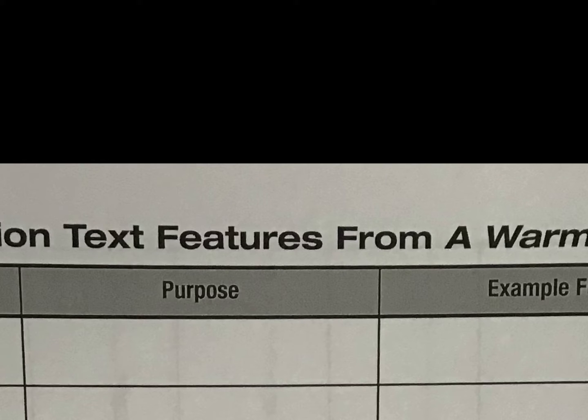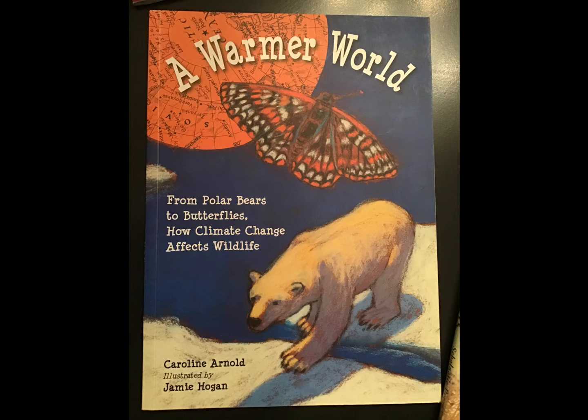Today we're going to keep track of text features in a text using this Nonfiction Text Features from a Warmer World organizer. We'll start our work today by reading from this nonfiction reference text called A Warmer World, From Polar Bears to Butterflies, How Climate Change Affects Wildlife by Carolyn Arnold, illustrated by Jamie Hogan. This text has design features that are going to help us locate and navigate through information, and I'm going to show you.